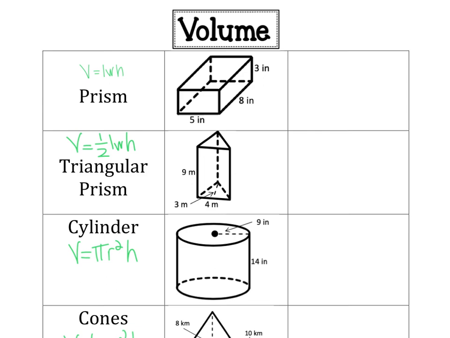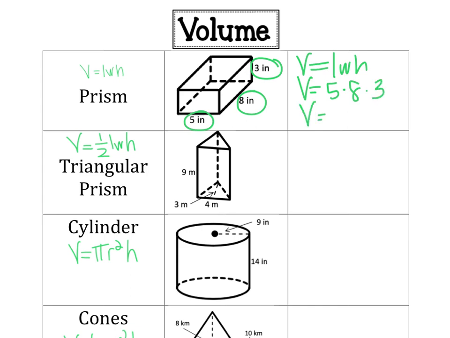Okay, so the first shape that I have is a prism. It looks like a tissue box. Basically, it's just length times width times height. So we're going to multiply the 5 times the 8 times the 3. So LWH, which just means 5 times 8 times 3. And that gives me 120 inches cubed. Everything is labeled cubed because all these shapes are three-dimensional.